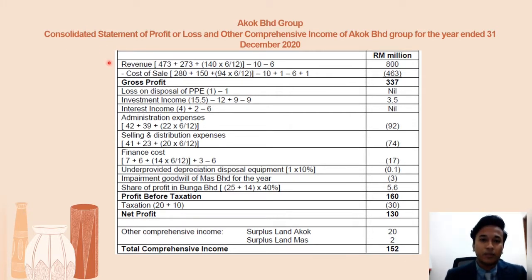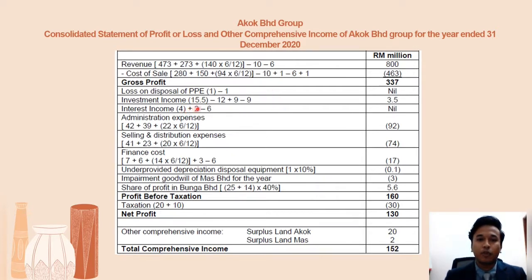For the first item, revenue, we need to eliminate 10 and 6 million as it is intra-transactions and we will get 800 million. For cost of sales, we need to eliminate 10 and 6 million and plus 1 million for URP closing and we will get 463 million. After that, gross profit will amount to 337 million. For loss on disposal of PPE of 1 million, we need to eliminate it as it is an intra-transaction.